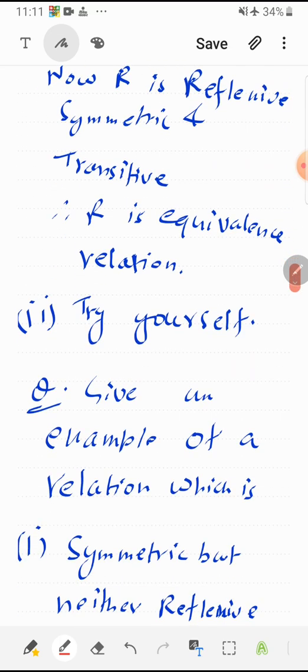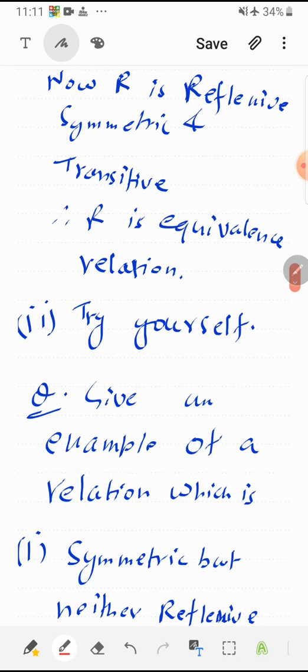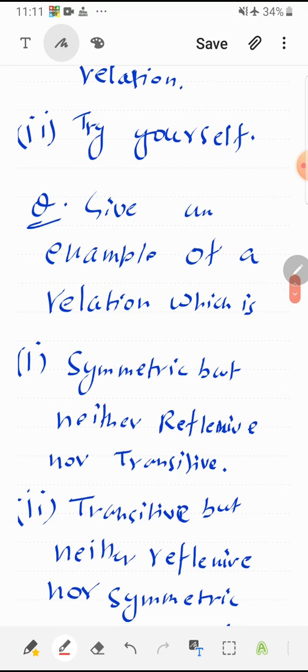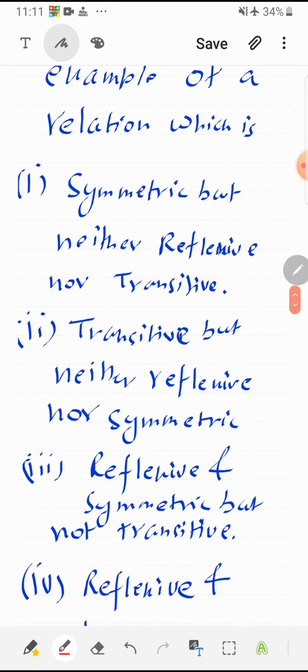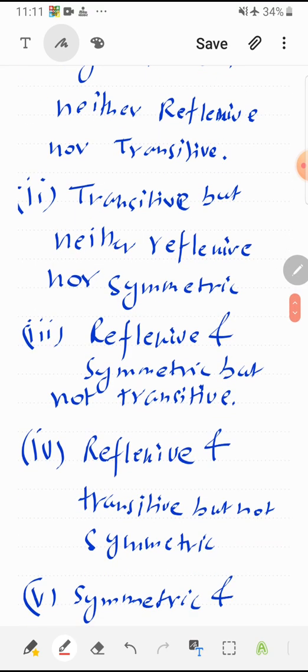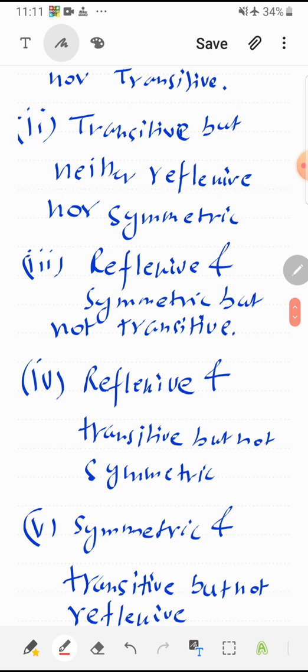Next is give an example of relation. Now this is a very interesting question. We have to give examples of relation which has 5 parts. Like one is symmetric but neither reflexive nor transitive, then transitive but neither reflexive nor symmetric, then reflexive and symmetric but not transitive, and similarly 2 more parts are there.